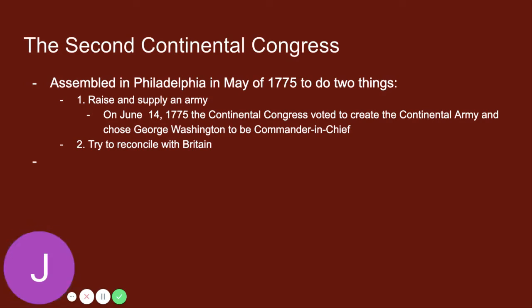The second thing they wanted to do at the Second Continental Congress was to try to reconcile with Britain, because at this point, most Americans did not want to create their own country. They wanted to be British citizens. They just wanted to be treated better. So at this point, they just wanted to reconcile with Britain. They weren't ready to completely create a new country yet.